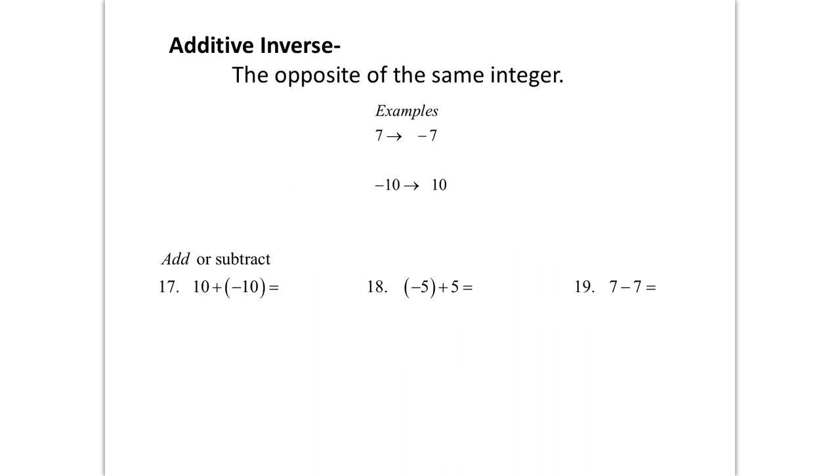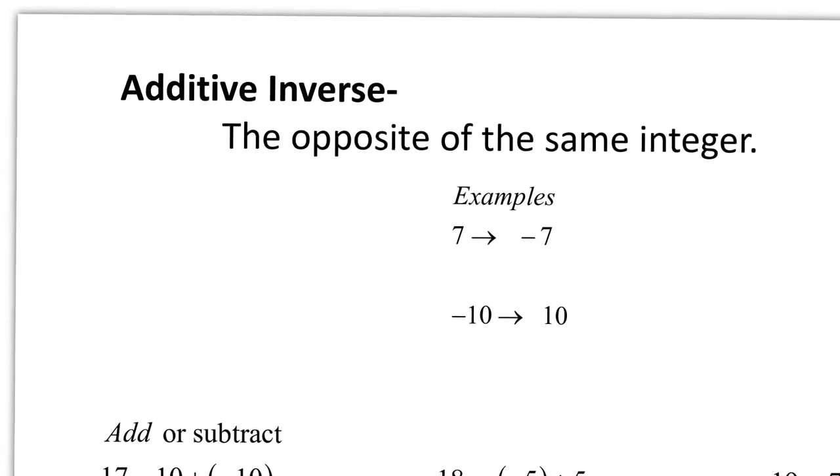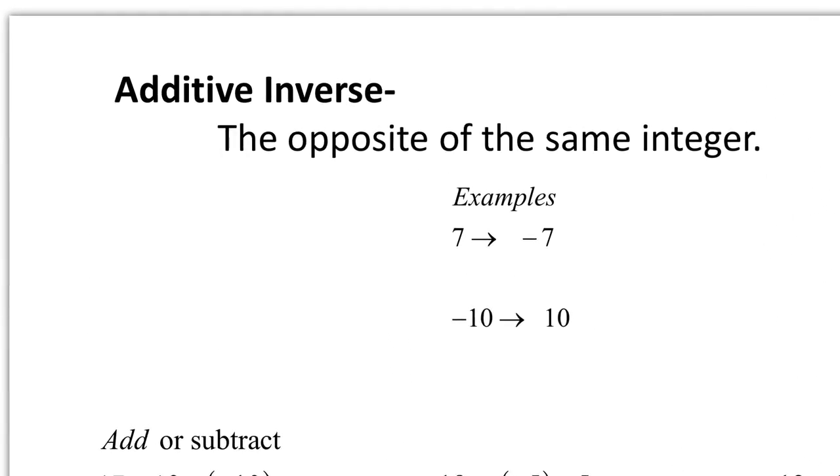And the last thing we're going to talk about is something called additive inverse. So first of all, let's go ahead and understand what is an additive inverse. Those two words, additive, you can kind of already figure that out. Additive is when you add, addition. Inverse, the word inverse means the opposite. So when you look at a number and you find the opposite of that number, that's the additive inverse, and you add that number, okay? So the opposite of the same integer is called an additive inverse.